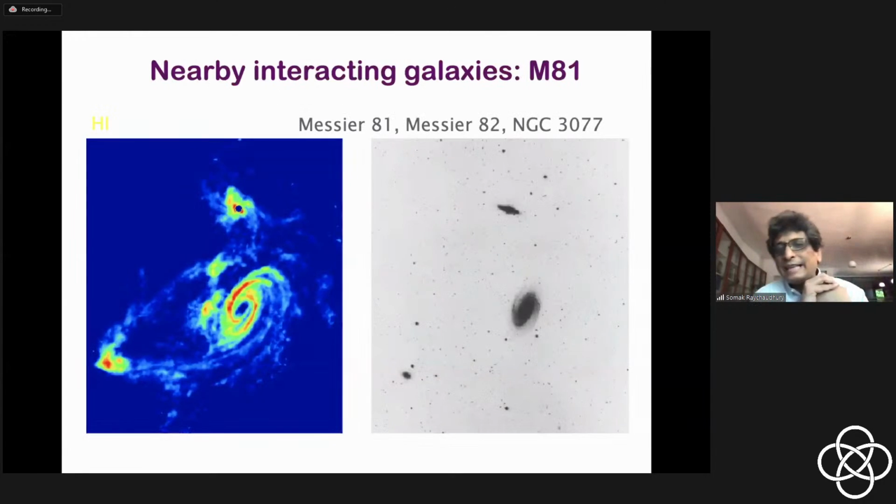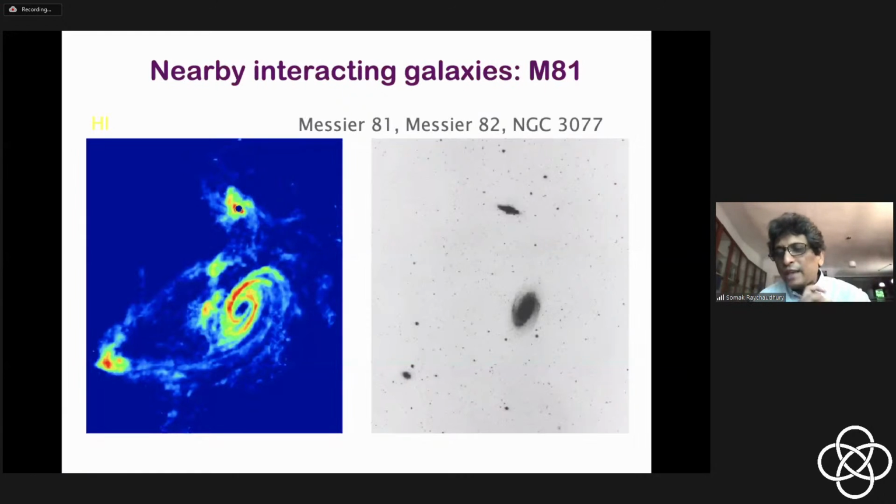A good example is this particular system, M81. If you look at the right picture, you can see the optical picture of M81, and nearby is this very tiny little dwarf galaxy called M82, and another galaxy here. But if you look in the radio, the left-hand plot is the radio plot in 21 centimeters, and you can see how the gas is being exchanged between all these galaxies. They're interacting. You wouldn't see that in the optical picture. In the stars, it is hard to see what's happening in between them, but you can clearly see there's a lot of interaction going on between all three galaxies.